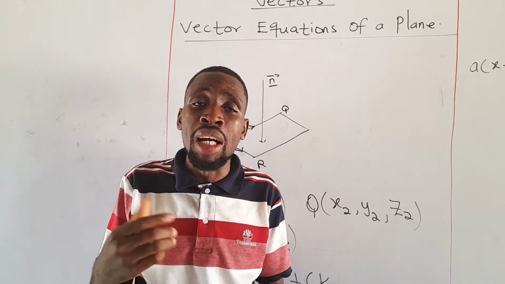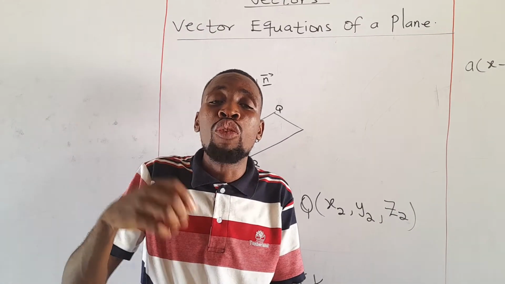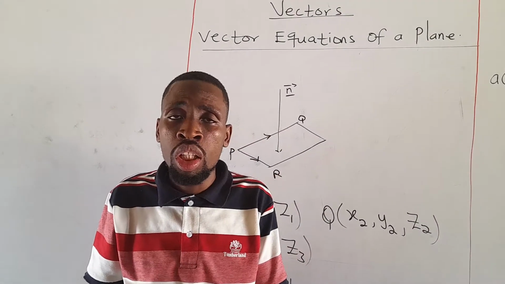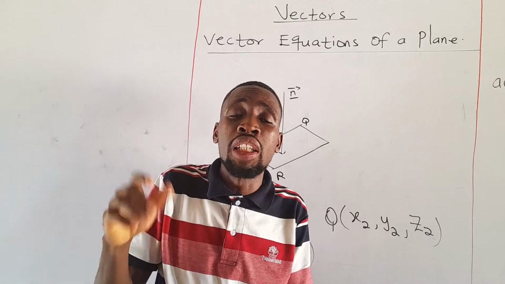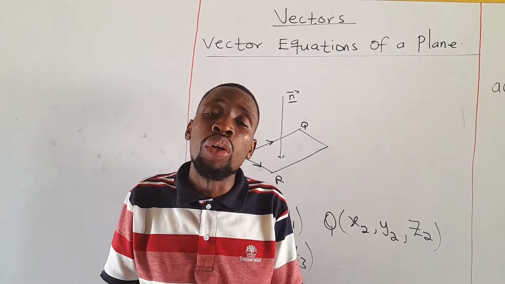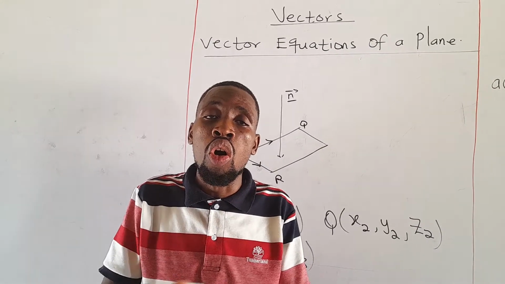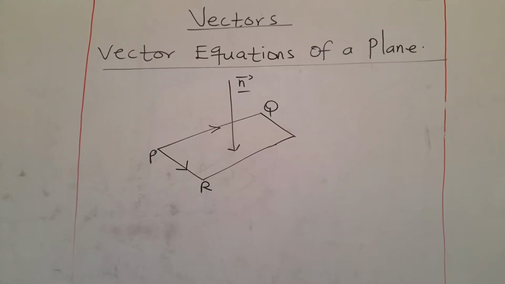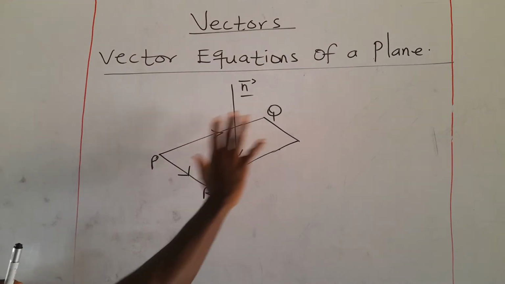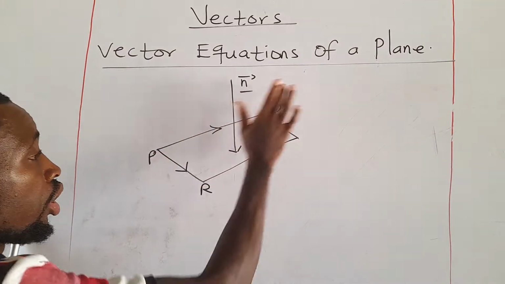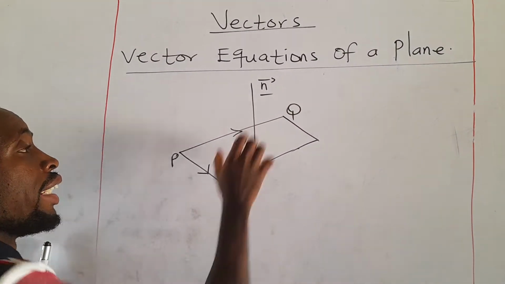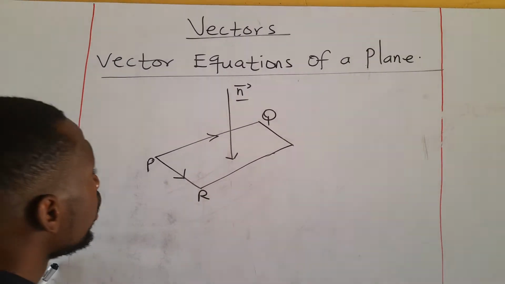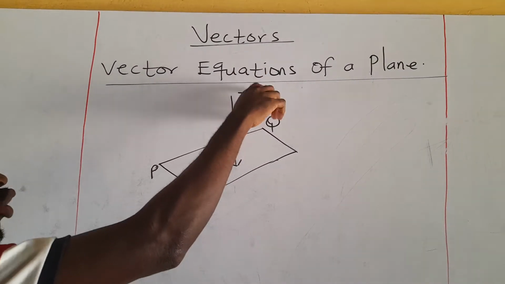So the first thing we must learn is how to find the normal vector acting on the plane. Then, with our knowledge in finding the normal vector acting on a plane, we can find the vector equation of any plane. So please come with me. Let's say this plane passes through these 3 points, P, Q, and R. And the normal vector n is acting on the plane, and we need to find that normal vector.